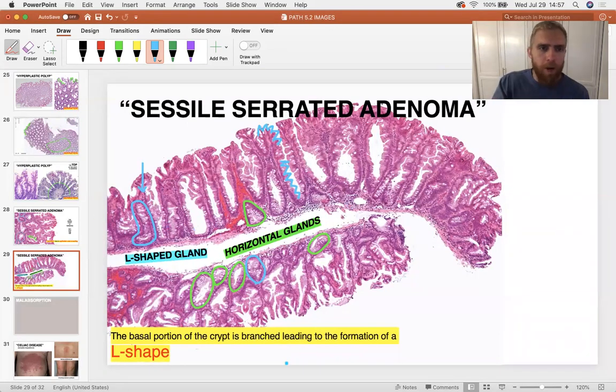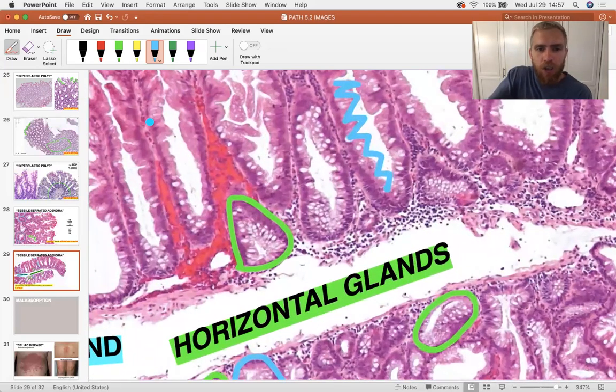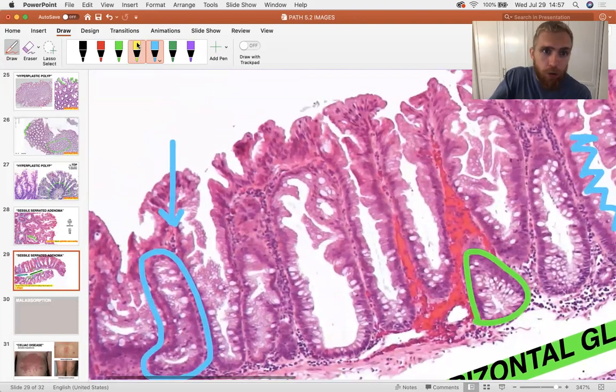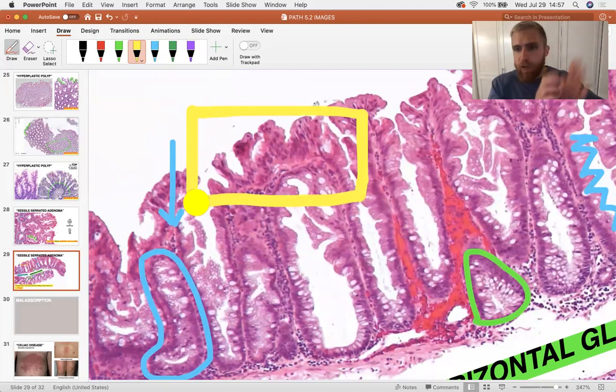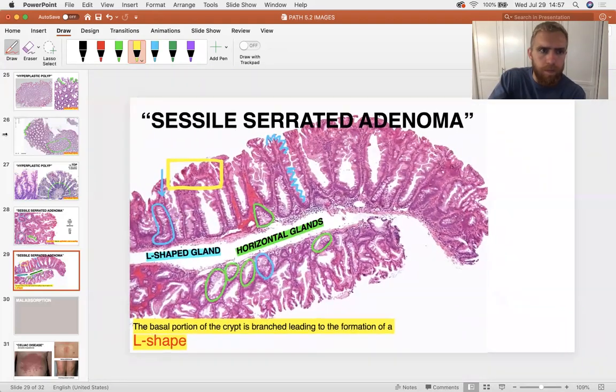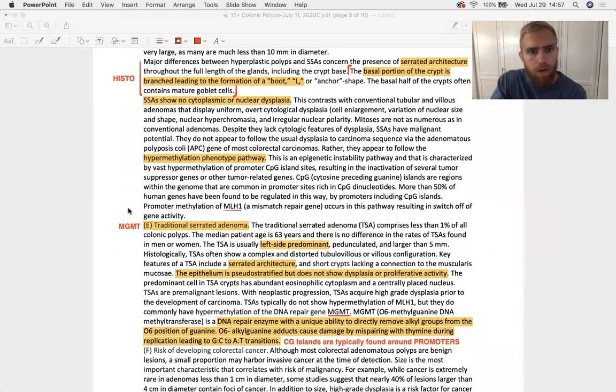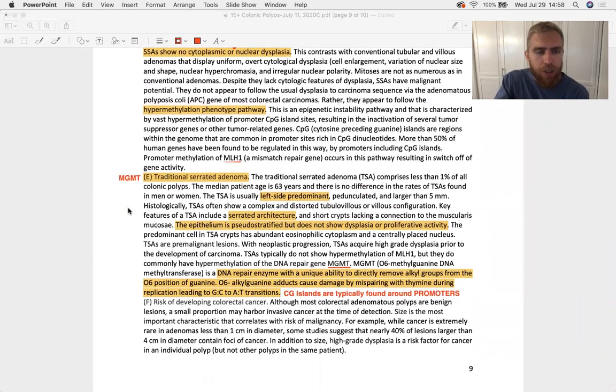And one more time to reiterate, the reason it's got that sawtooth serrated appearance is because these epithelial cells just keep proliferating and dividing unchecked. And so right here is a great example. I'll outline this in yellow. They are just pushing one another upwards and out of the way as they continue to divide. One more time, no dysplasia in that SSA, the hypermethylation phenotype.